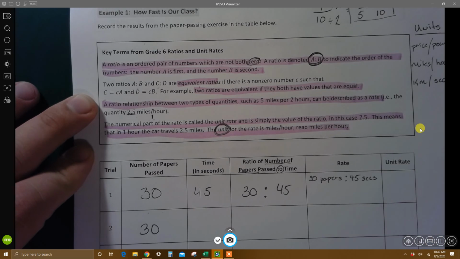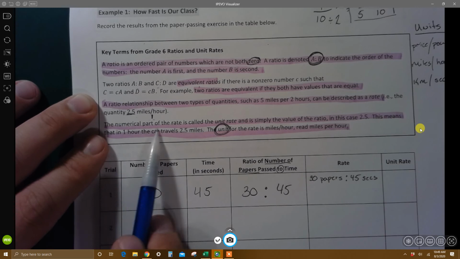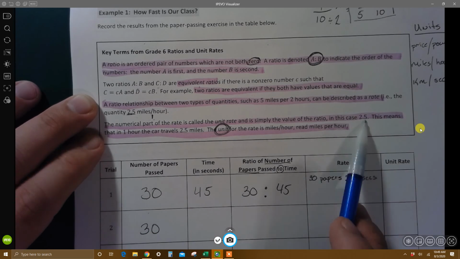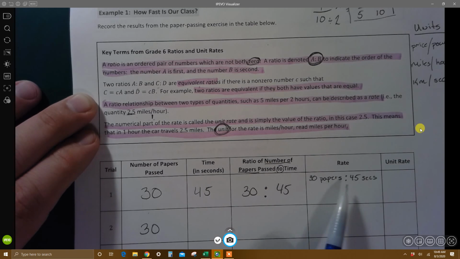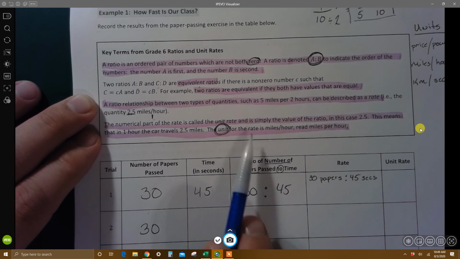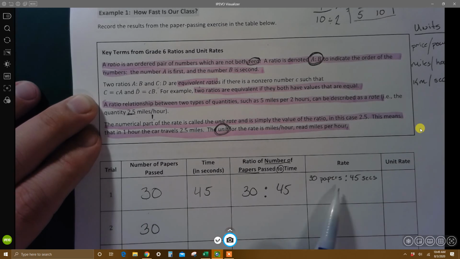Oh, we got a problem. We got a very big problem we got to work on now. Because unit rate, if you remember, says the numerical part of the rate is called the unit rate, and it's simply the value of the ratio, in this case 2.5. Well, we said that our rate was 30 papers to 45 seconds. In order for us to find the unit rate, we need to have a value of 1 for our time. So we got 30 papers to 45 seconds. How do we convert this to 1?